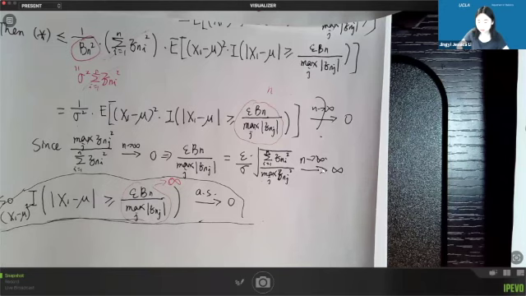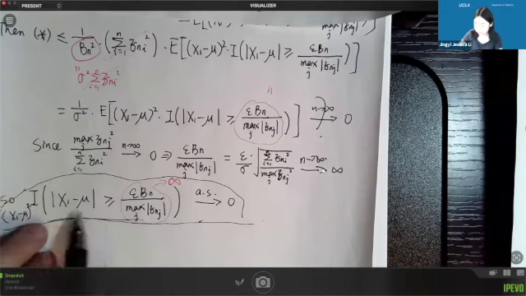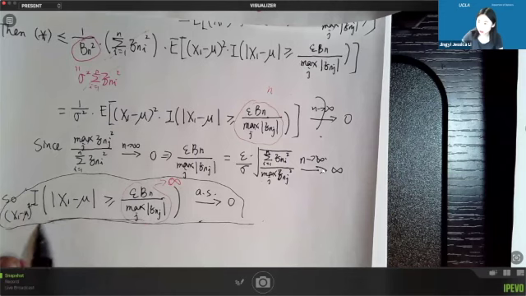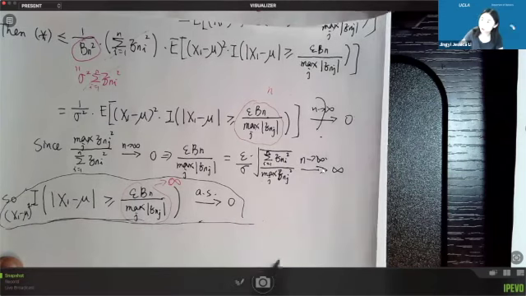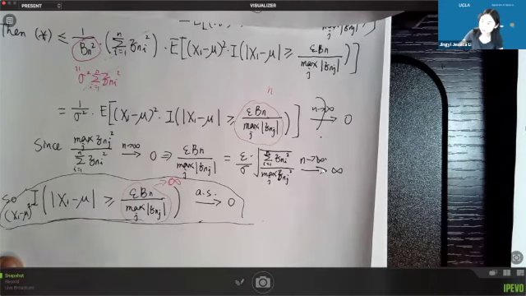Actually, I think what I said just now is a proof. So basically, this is based on the definition of almost sure convergence, right? Almost sure convergence basically is saying that the probability of convergence has probability 1, right? The probability of that convergence equals 1.